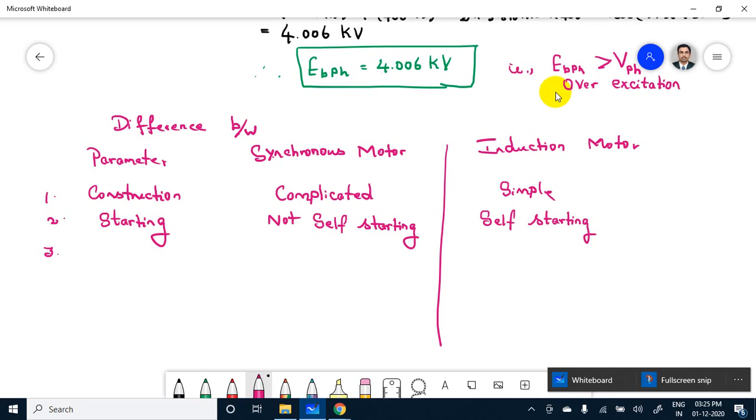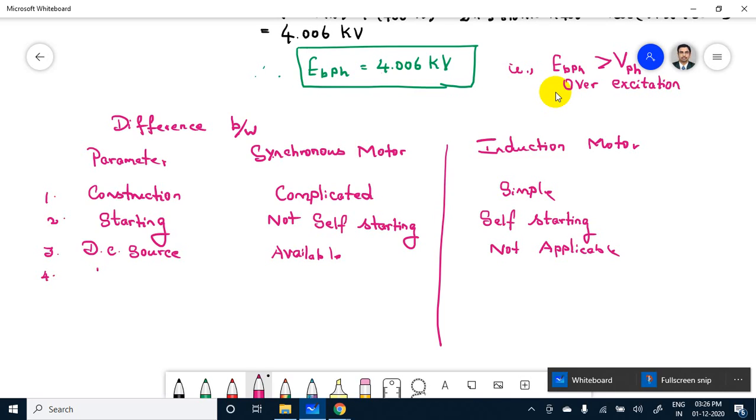Third, DC source. That is, you are giving DC excitation, right? Here it is available because we are giving a DC source to the field winding, but here it is not applicable.